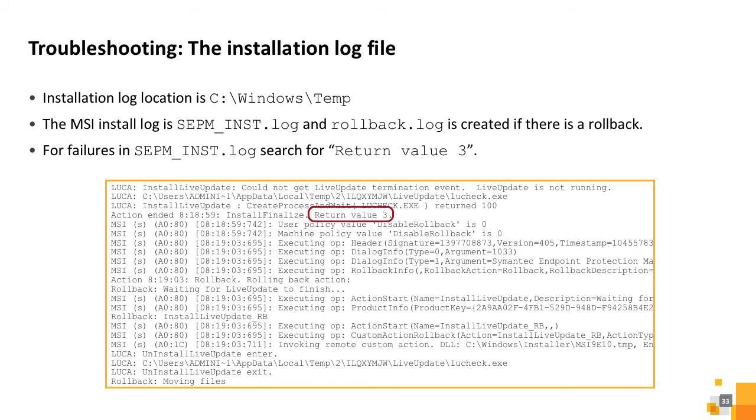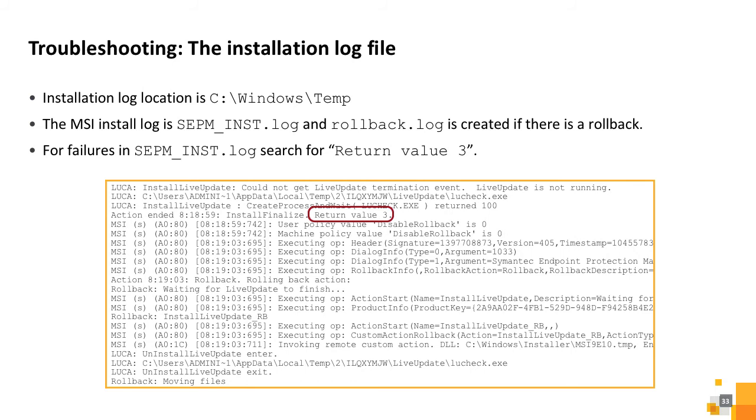On Windows computers, to display the sepm_inst log file, from Windows Start menu, select Run. In the displayed dialog box, type %temp%. For installation failures, you can search the sepm_inst.log for value 3. A sample log file is shown in the slide.